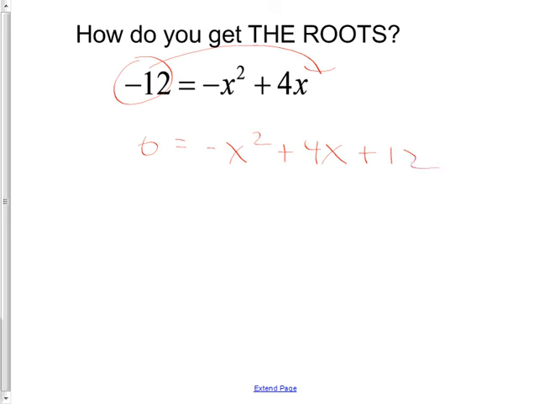And then you could either factor that, which is kind of a pain because there's a negative in the front, or you could, in fact, it's the exact same problem as last time. It's the one we already got the answers for. It was 6 and negative 2. So there we go. Only difference, you got to start by getting it equal to 0 first. So watch out for that.